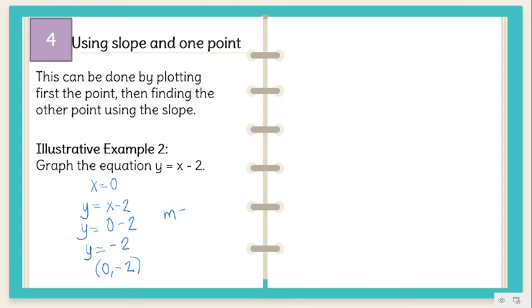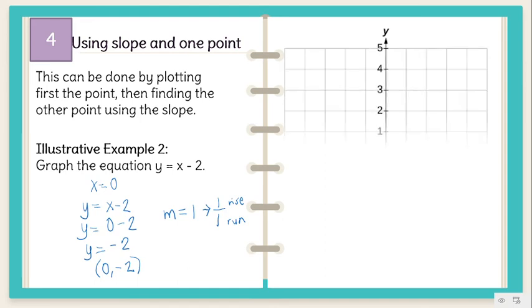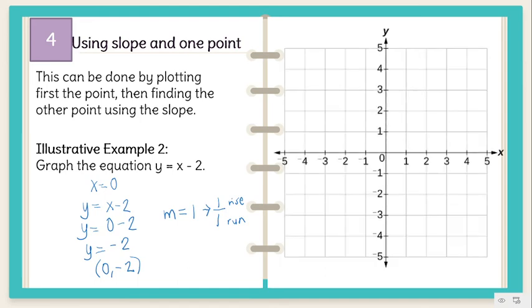Now, for the slope, in the equation, we have 1. This means we have 1 over 1, 1 rise and 1 run. Now, let's plot first (0, -2), which is on the y-axis. So, from 0, we're going to move 2 units below. So, 1, 2.